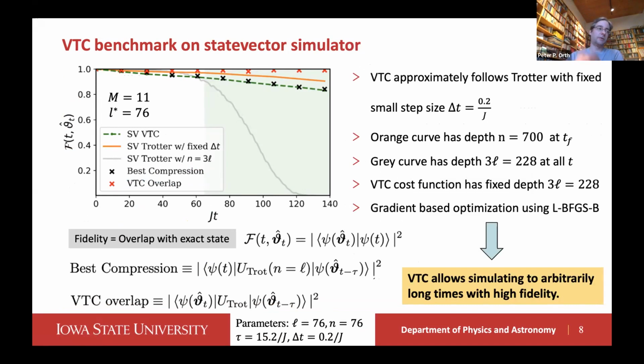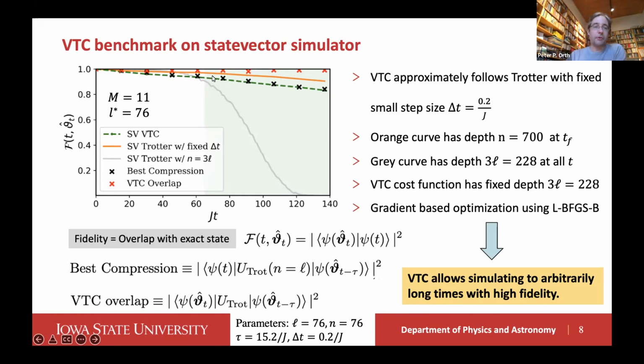We did this on statevector, on CHASM, and on the IBM machine. So here's the result for statevector. We are showing the fidelity, which is the overlap with the exact solution, as a function of time. And there are lots of curves here, so let me walk you through this. The first one is the orange curve, which is the Trotter simulation with a fixed time step delta t. You see that the fidelity remains relatively high because I'm choosing a small time step, which is 0.2 over J. And of course, I can make this error smaller by choosing a smaller time step.